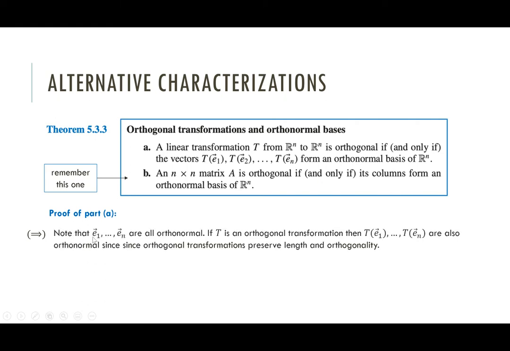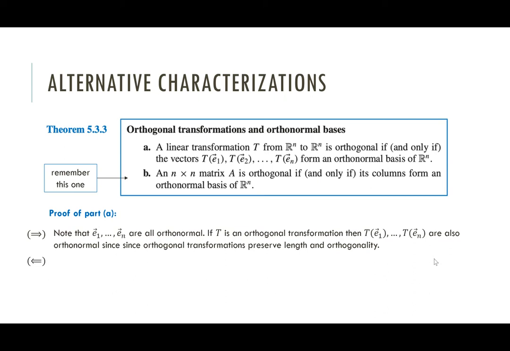Well, first, let's note that the standard basis vectors are already orthonormal themselves. And then, since T is an orthogonal transformation, the transformed vectors are also orthonormal because the lengths are preserved. They started out unit length, they end up unit length, and we just saw that orthogonal transformations also preserve right angles. So if these started out unit length and all at right angles with each other, they end up unit length and all at right angles with each other. So that one is the easier direction.